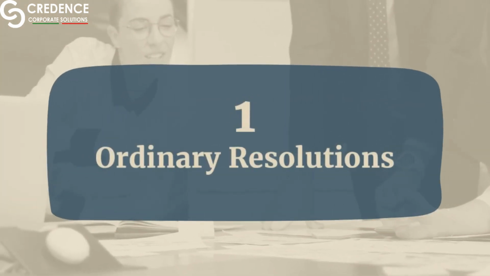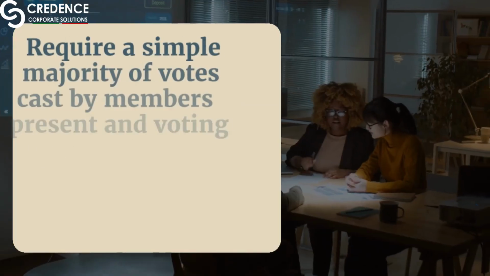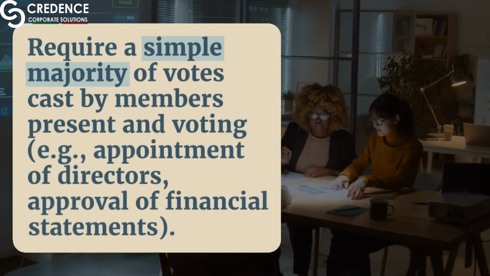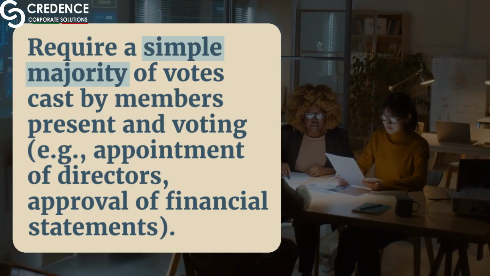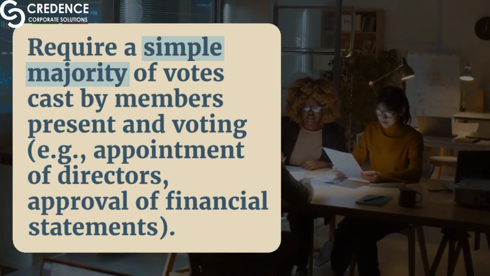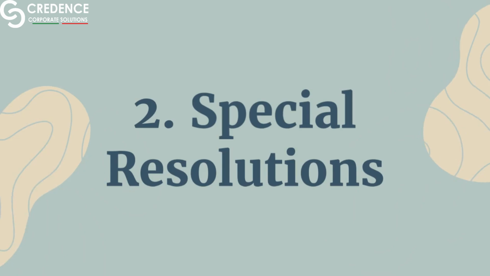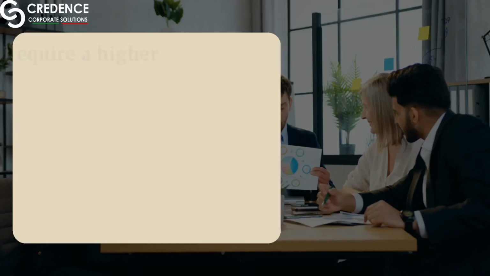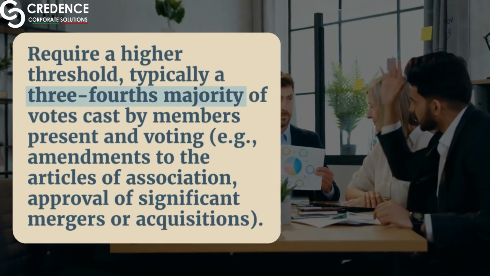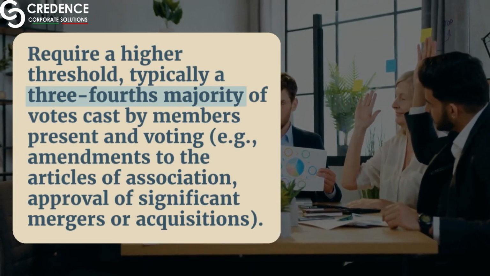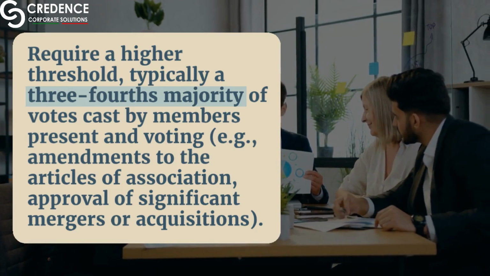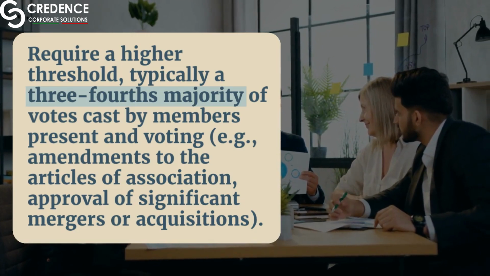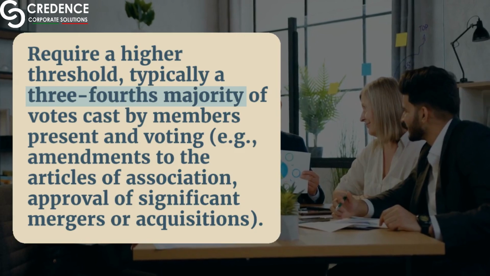1. Ordinary resolutions: require a simple majority of votes cast by members present and voting. Example: appointment of directors, approval of financial statements. 2. Special resolutions: require a higher threshold, typically a 3/4 majority of votes cast by members present and voting. Example: amendments to the Articles of Association, approval of significant mergers or acquisitions.